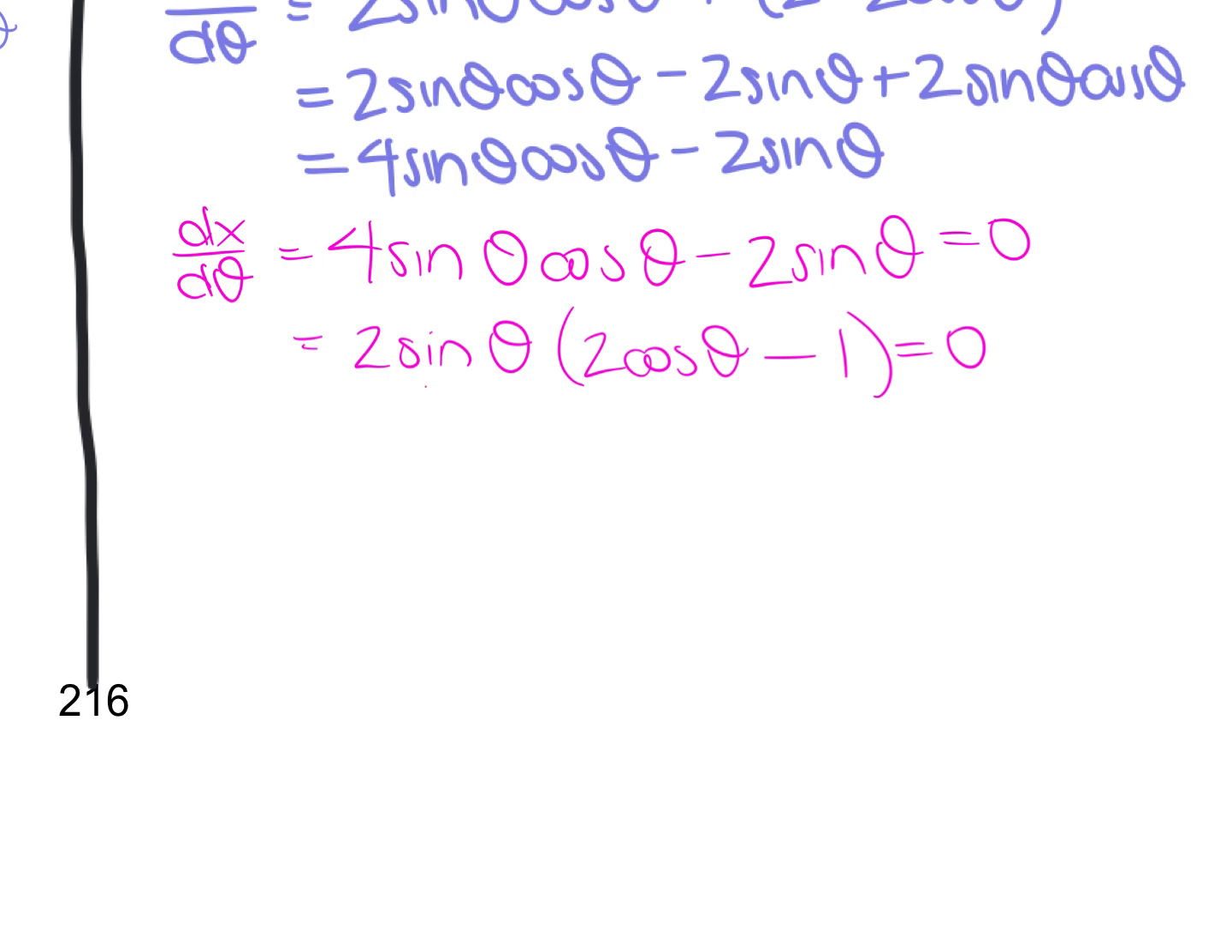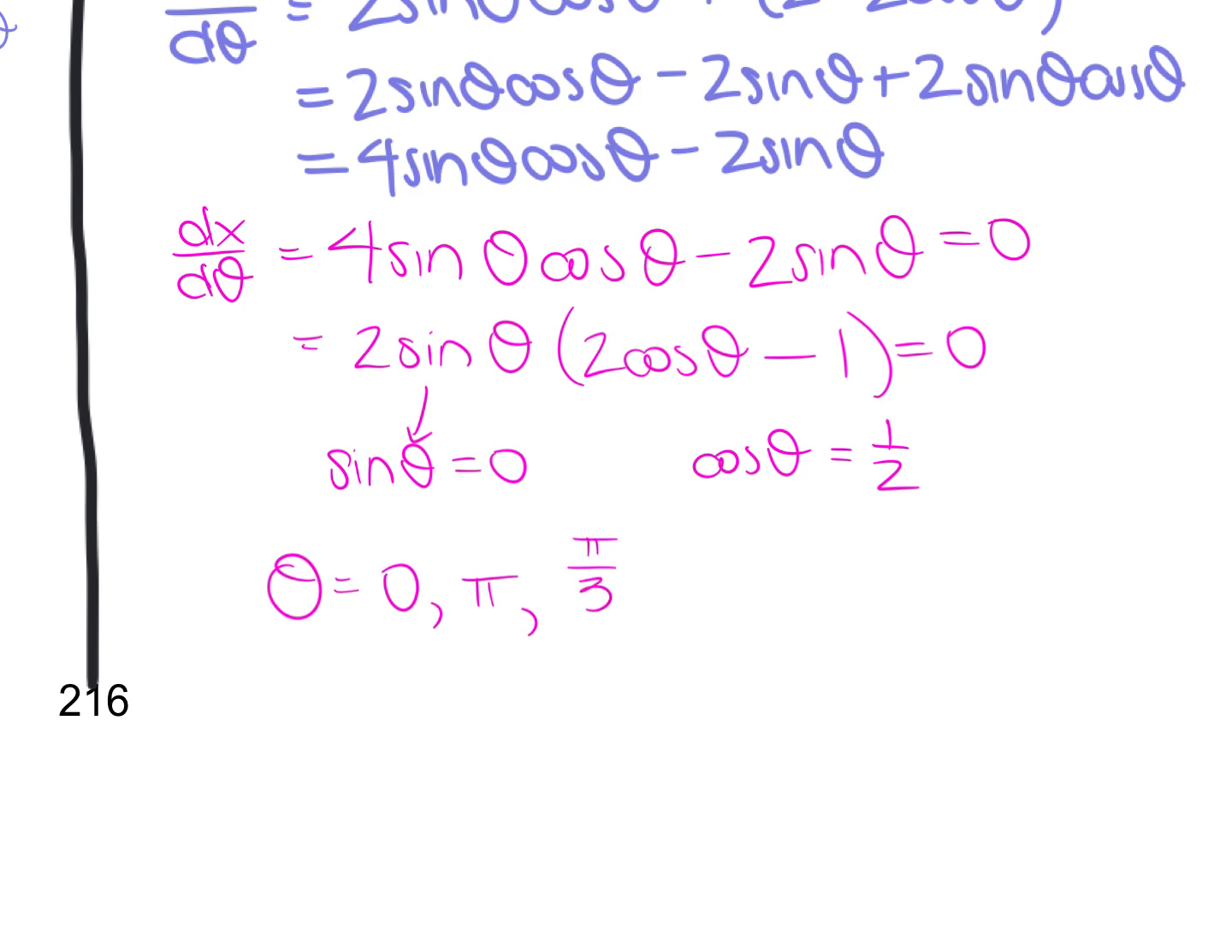Set them both equal to 0. So we're looking for where sine of theta equals 0, or where cosine of theta is equal to what? 1/2. So think through your unit circle. Where does sine equal 0? 0 and pi. Where does cosine theta equal 1/2? Pi over 3. And? 5 pi over 3.